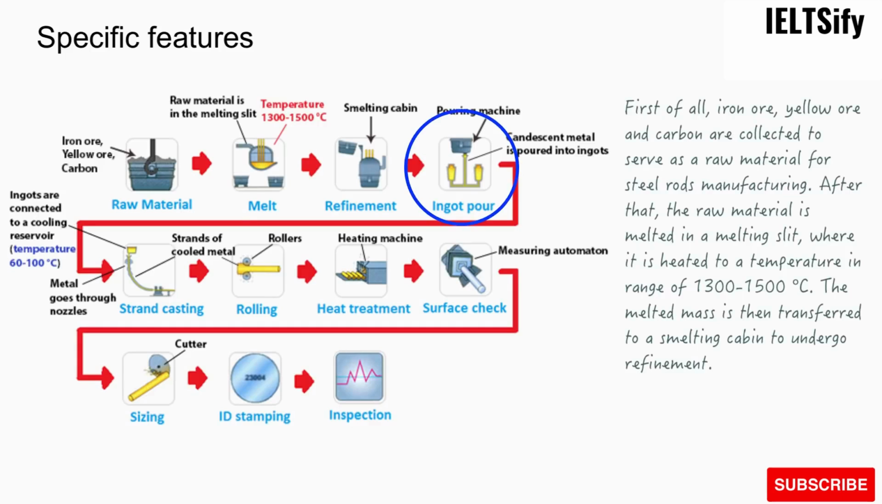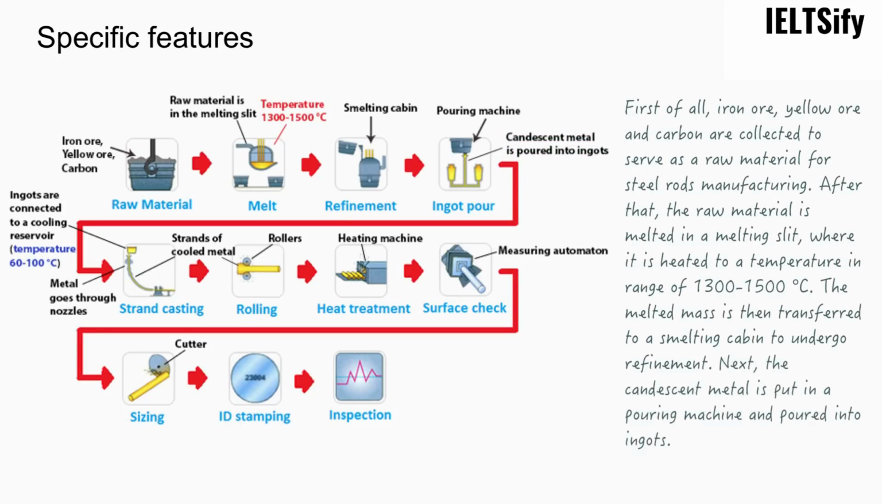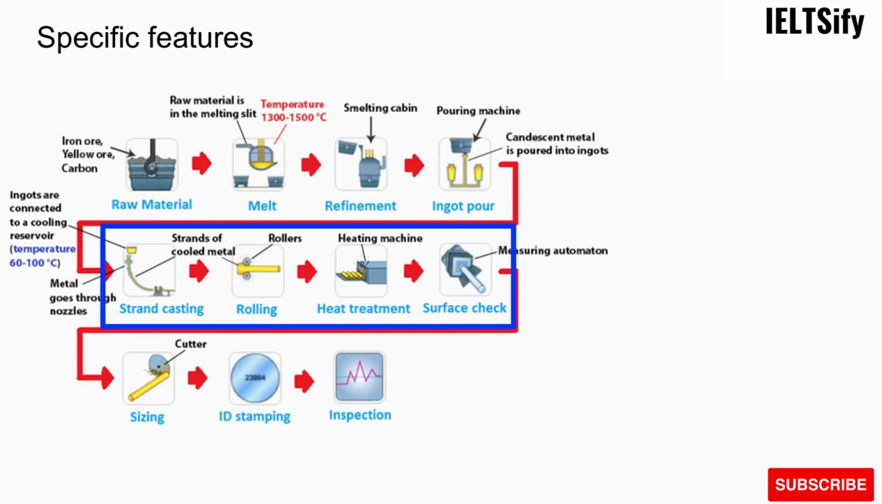Then comes the fourth stage. It's called ingot pour. The picture shows a pouring machine that pours some material into containers, and a short explanation says, "Condensed metal is poured into ingots." Using this information, I wrote such sentence. Next, the condensed metal is put in a pouring machine and poured into ingots. And that's all with our first paragraph for specific features. I hope that now you get an idea of how to describe the process stage by stage. So let's move on to the second paragraph that describes the next 4 stages.